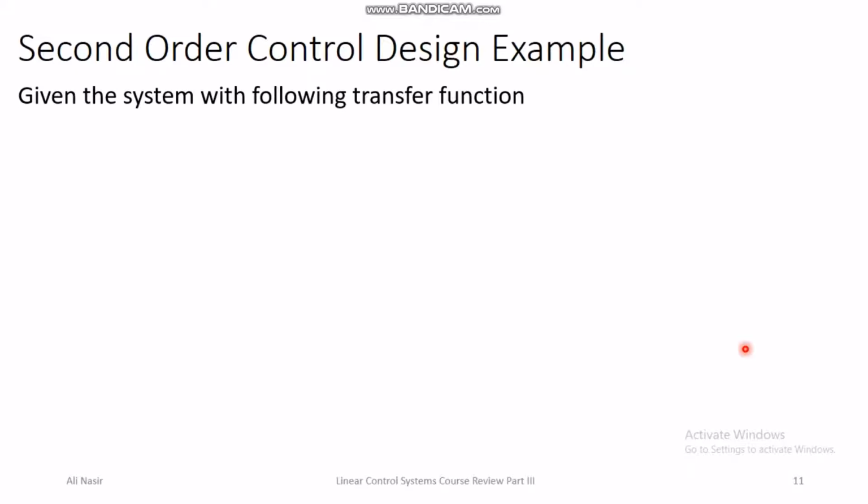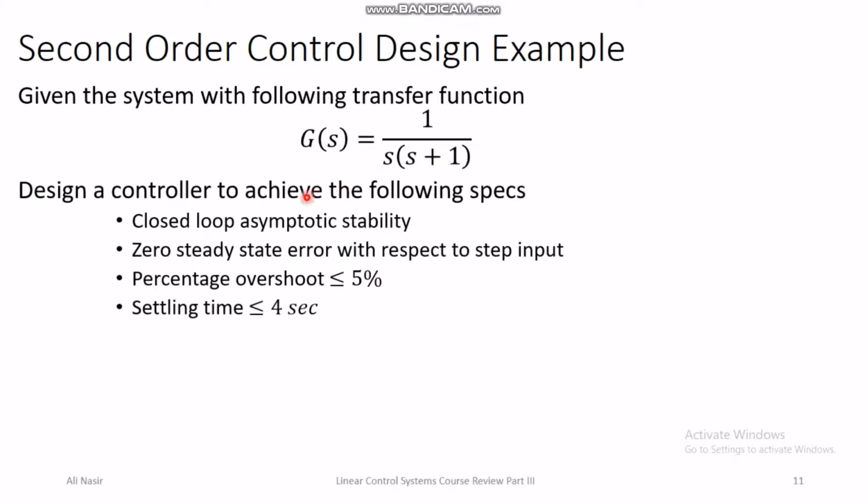So given the system, this is a second order system with one pole at the origin and the other pole at s equal to minus 1. You have to design a controller to achieve closed loop asymptotic stability, zero steady state error with respect to step input, percentage overshoot should be less than 5%, and settling time should be less than or equal to 0.4 seconds.